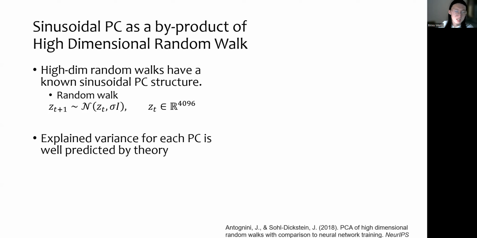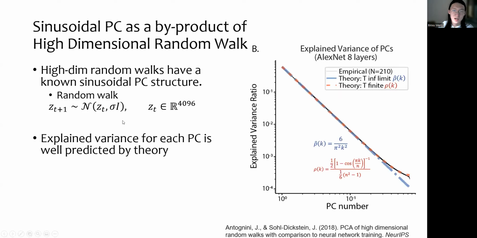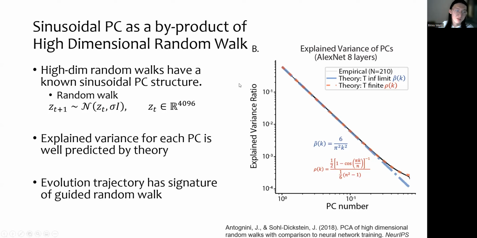To validate this idea, we measure the explained variance of each PC in the trajectories we have and compare it to the series proposed in this paper. And we find a fantastic match, especially when we limit the number of steps we take to the actual generations we have. So this shows that evolution trajectories have the signature of a guided random walk. And this has implications later.